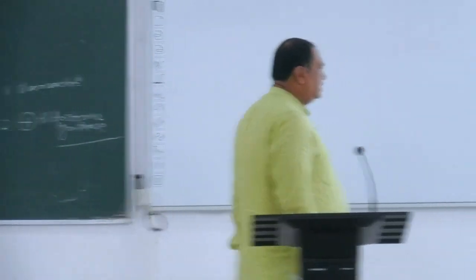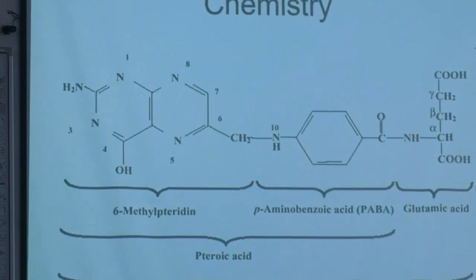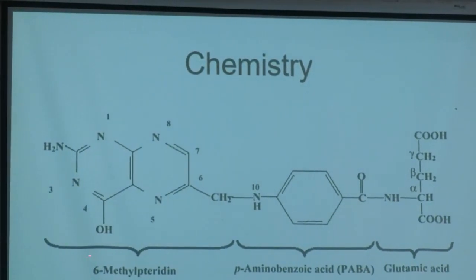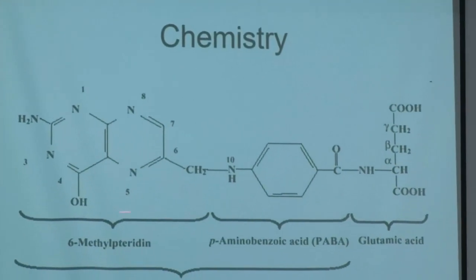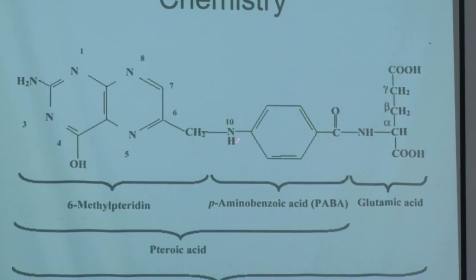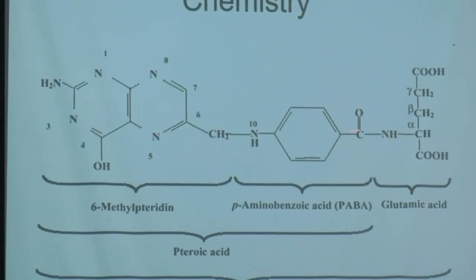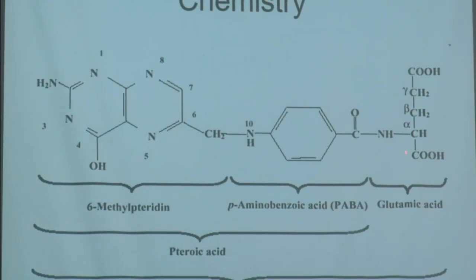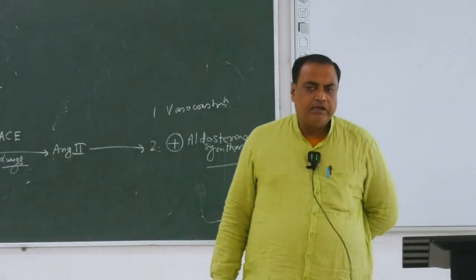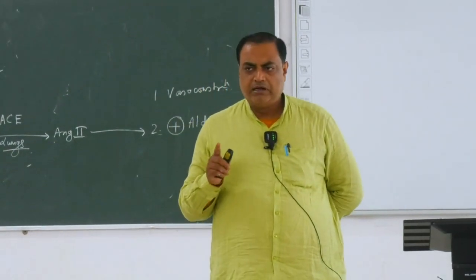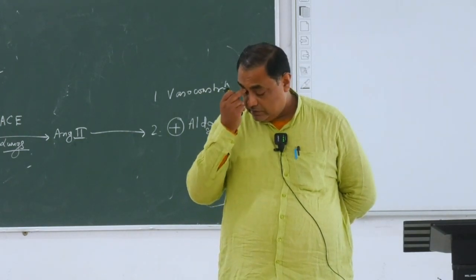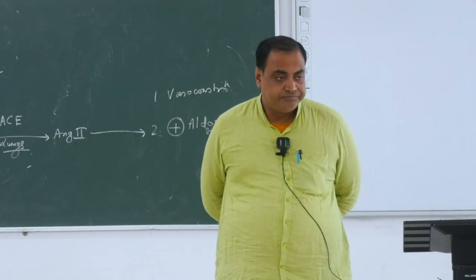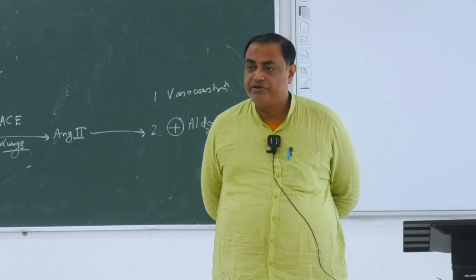This is the structure. The easier structure is here, in 3 parts. See, this is pteridine, this is PABA, para-amino benzoic acid, and this is the glutamic acid residue. Correct? Pteridine, PABA, glutamic acid residue. If you can remember, in the enzyme chapter I taught you about competitive inhibition, the mechanism of action of sulfur drugs.